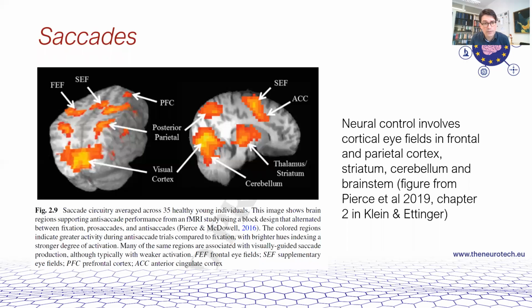Like for smooth pursuit, the neural networks underlying saccades are already very well understood. The neural control in humans involves cortical eye fields, frontal and parietal cortex, the striatum, cerebellum, and brainstem areas. And again, much of this is based on evidence from functional neuroimaging studies in humans, but also from lesion studies and non-human primate studies.